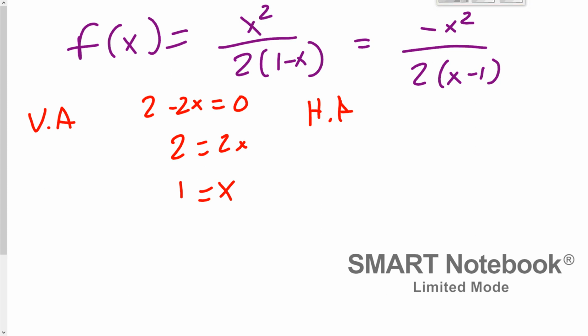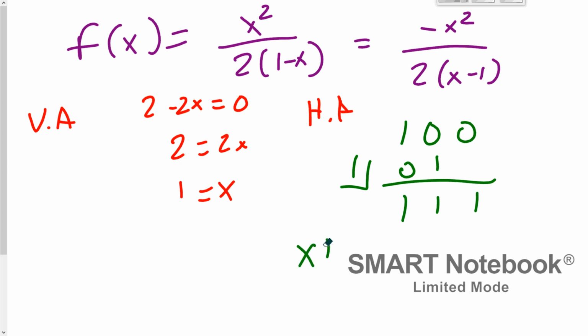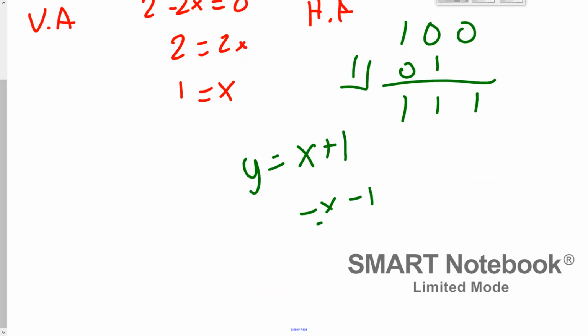You can do synthetic division, but you run into some problems. If we did the negative x on the bottom, what goes in the box would still be 1, and you'd have 1, 0, 0. So 1, 1, 1, right? So you get x plus 1 as your oblique or slant asymptote. But because that's a negative x, you're going to have to multiply this by a negative, so you get negative x minus 1, and because you have a factor of 2 on the outside, you would have to divide these by 2. So there you go.